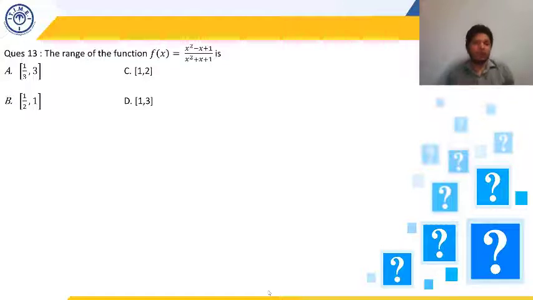Okay, I hope you all have read the question and most of you know how to solve such questions and got the idea of what has to be done. So you need to find out the range of the function (x square minus x plus 1) upon (x square plus x plus 1). So how to get the range of such a function where quadratic upon quadratic form is given, or 1 upon quadratic form is given? There is a standard approach to get the range of this function.